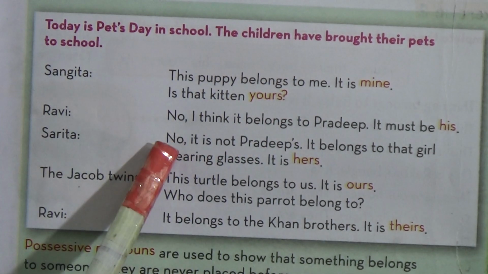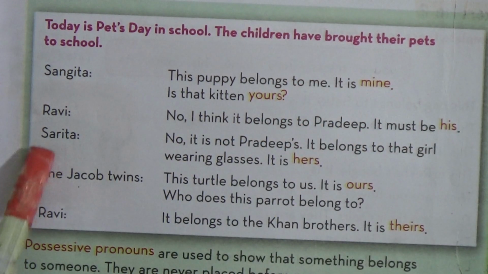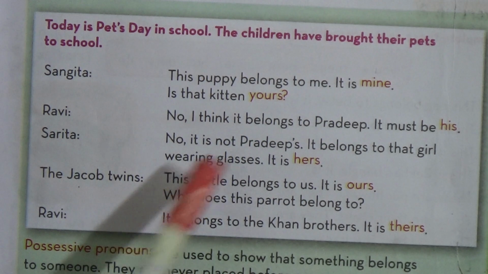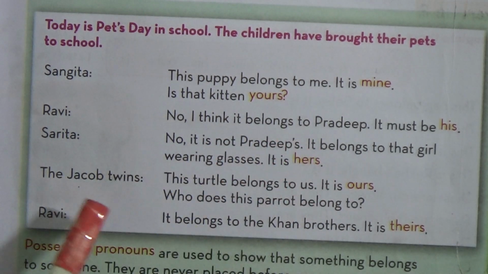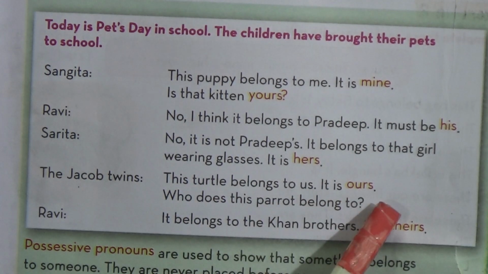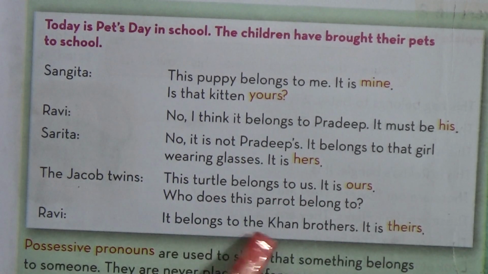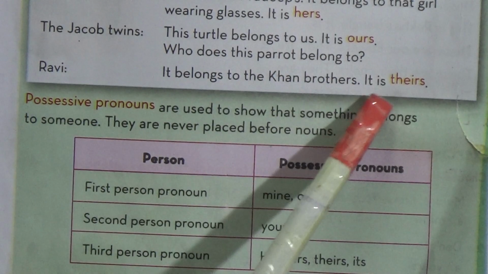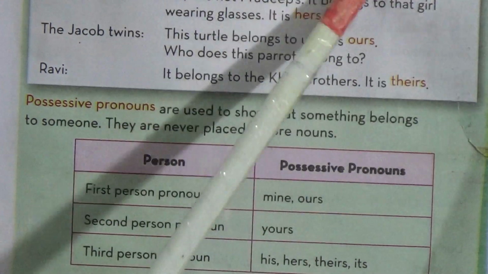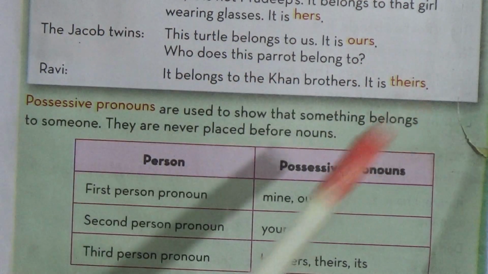Then Ravi said, no, I think it belongs to Pradeep. It must be his. Then Sarita said, no, it is not Pradeep's. It belongs to that girl wearing glasses. It is hers. The Jacob twins said, this turtle belongs to us. It is ours. Who does this parrot belong to? Ravi said, it belongs to the Khan brothers. It is theirs. Look dear students, these colored words, mine, yours, his, hers, ours, theirs, all of these words are examples of possessive pronouns.